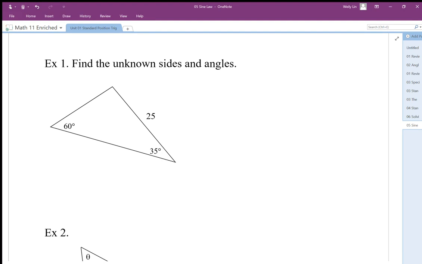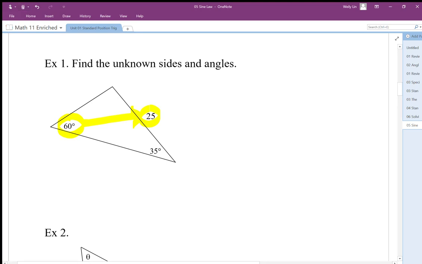So what we need to make the sine law work is we need to have an angle and opposite side pairing. So this is really important. This is where you can see whether we are able to apply the sine law. If we have an angle and opposite side pairing, that means we can apply sine law to a problem like this, because we can convert this into a sine ratio and then make a ratio with the length of the opposite side.